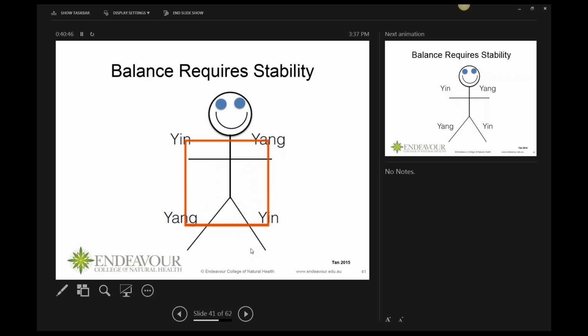The square, so the square is a stable structure. Again, this is our yin-yang pairs. So we'd have large intestine and lung on the top, and then another pair down the bottom that reflects that one, which would be most likely a Tai-Yang problem.